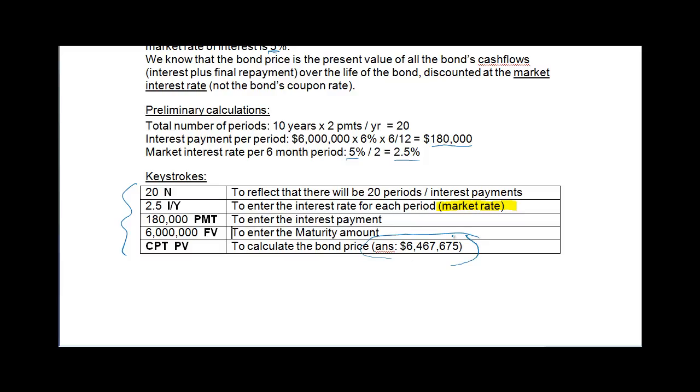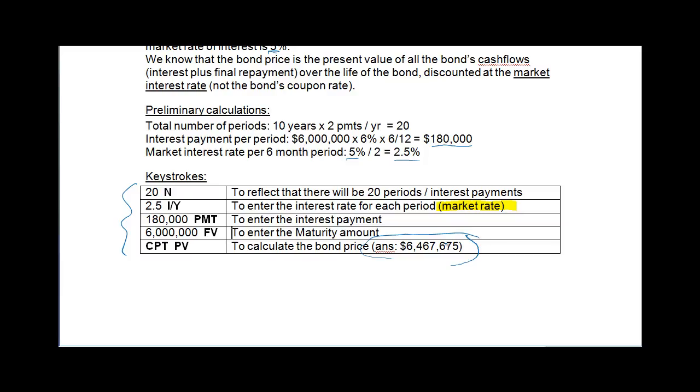And if you've done it all correctly, you should get $6,467,675. So that's a quick whirlwind tour using the Texas Instruments BA2+. If you've got another kind of calculator, you'll have to figure it out on your own. But work at it until you get this particular answer here, and then you know you've got the process down pat.